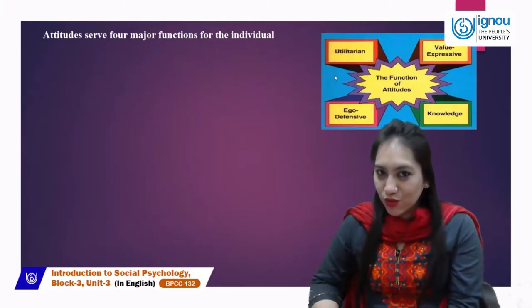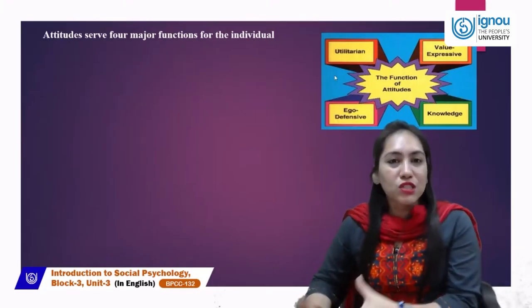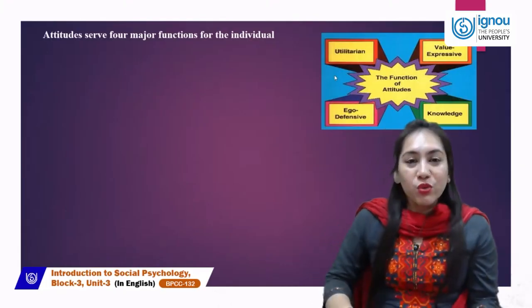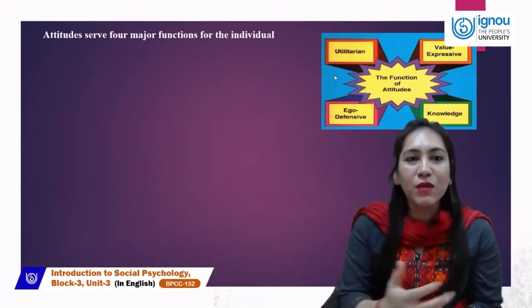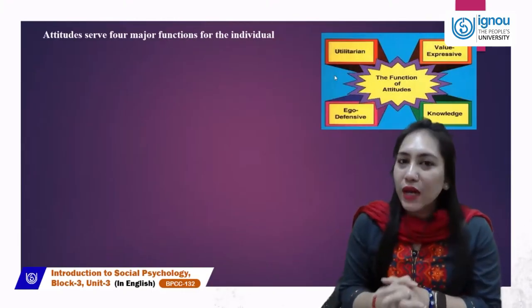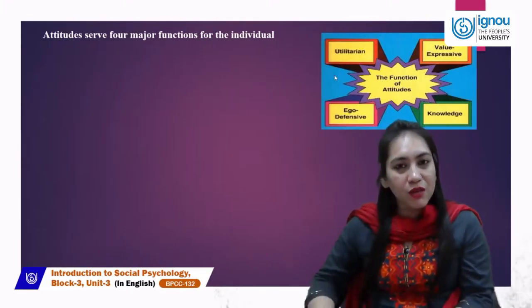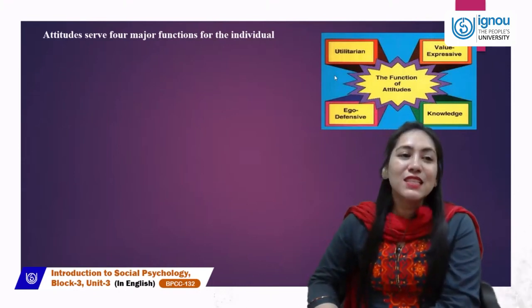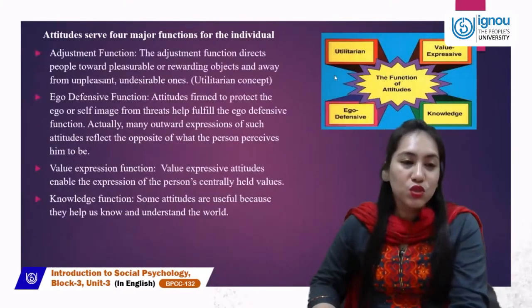It protects your ego. We'll study about the ego defense mechanism, both the concept of Freud, and also a concept of your own ego. The other is the utilitarian concept, which is in a way we want to benefit and maximize the rewards and minimize the punishment. So attitude tries to maximize your rewards from the situation or event that you're a part of and minimize the punishments in that situation. So let's start with the four major functions that we have of attitude.